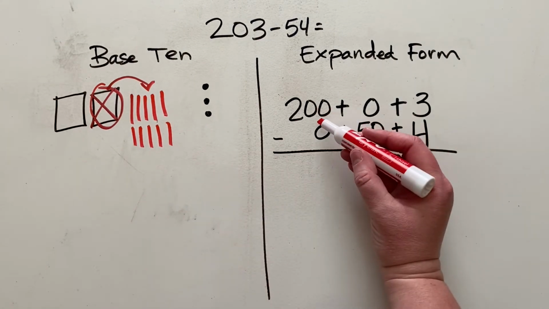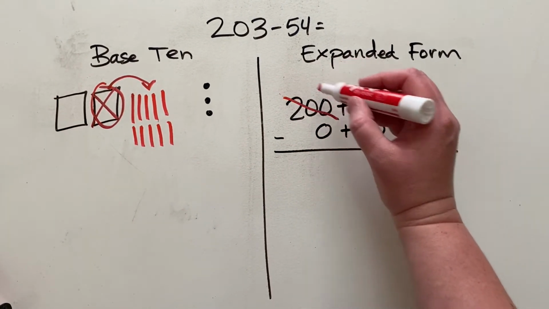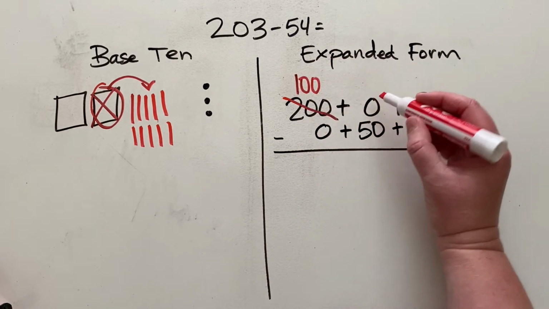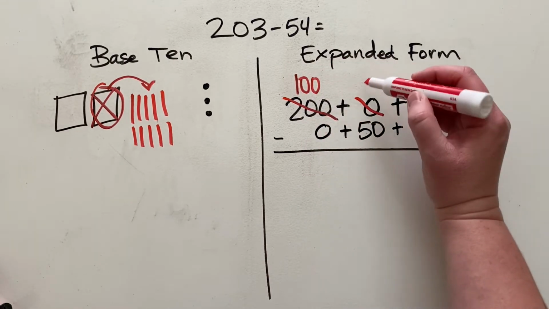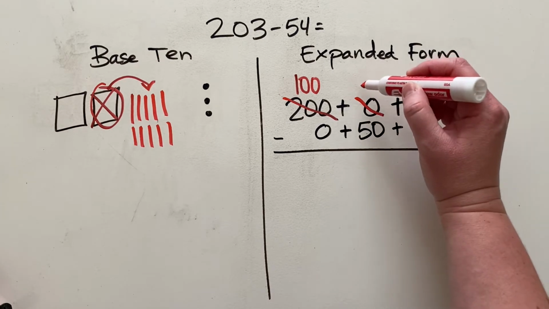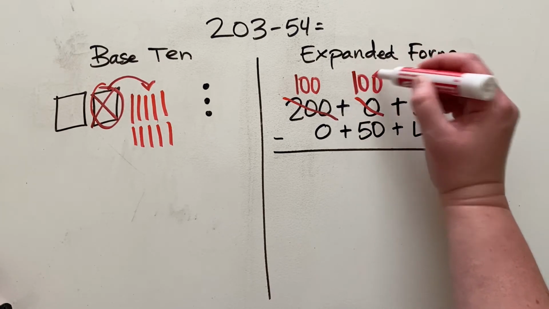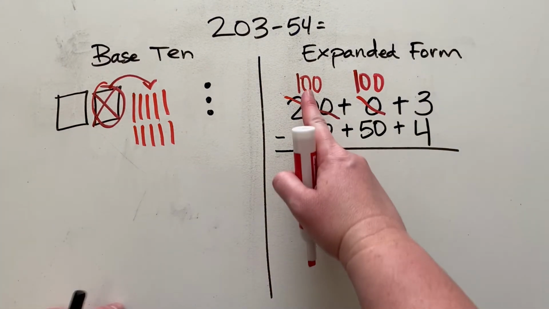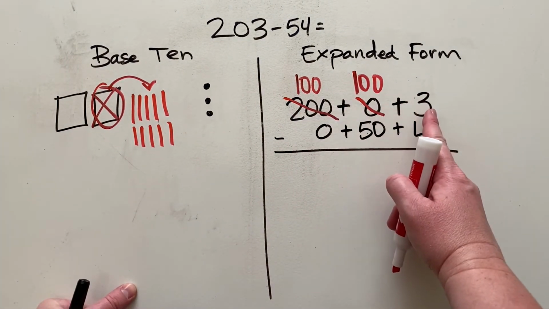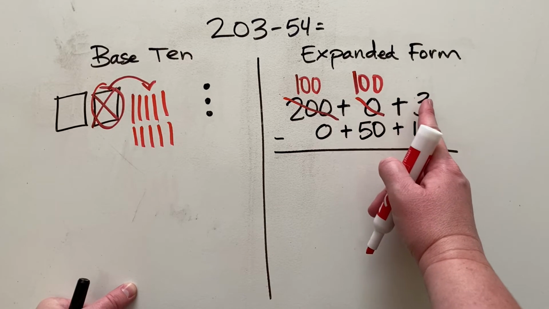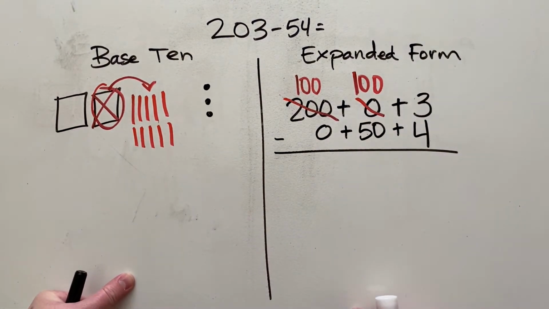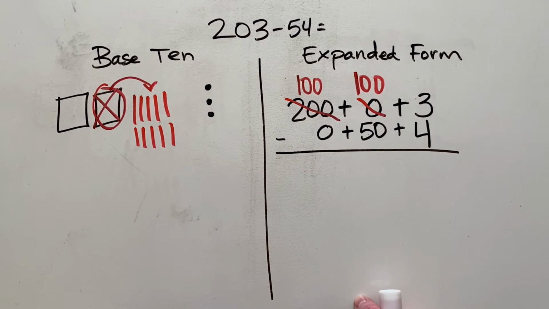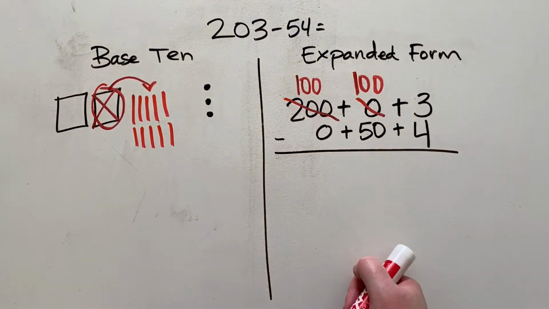Doing the same thing with our expanded form. Taking 100 and we're regrouping it, so just putting it over here into the tens place. So instead of 0 tens, we now have 10 tens, which is 100. Okay, so we haven't changed the value at all. We have 100 plus 100 plus 3, which is 203. So we haven't changed the value of our number. We've just regrouped from the hundreds place to the tens place.